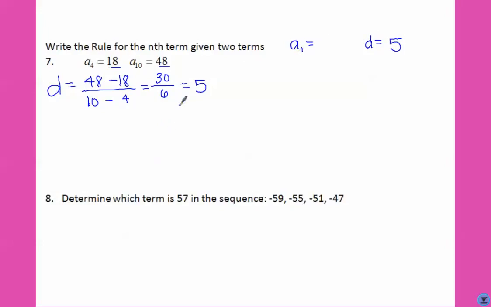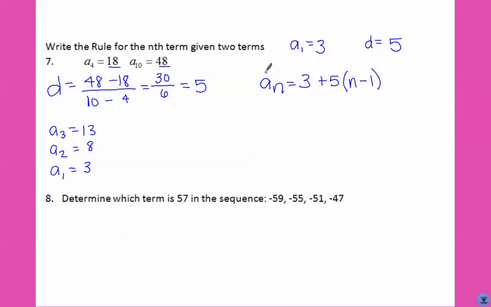Then there are two different ways we can find a sub 1. Since we already know a sub 4, I would work backwards. If we're going up by 5, the previous term was 13. The term before that must have been 8. The term before that would have been 3. So a sub 1 must be 3. So we're going to write the equation. A sub n equals 3 plus 5 times n minus 1.